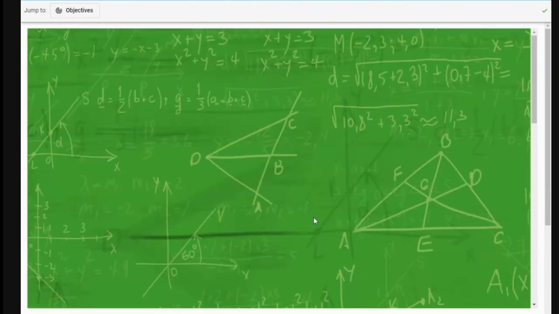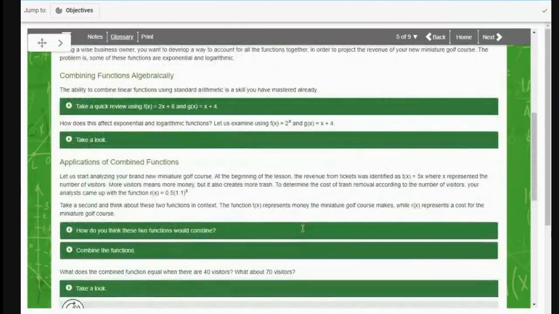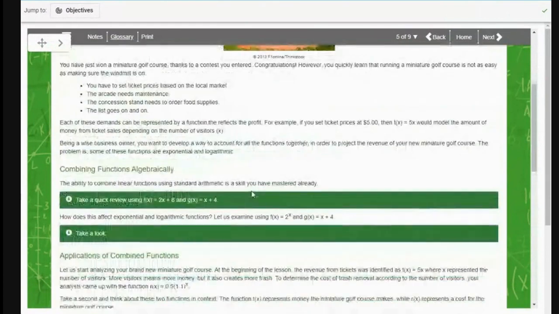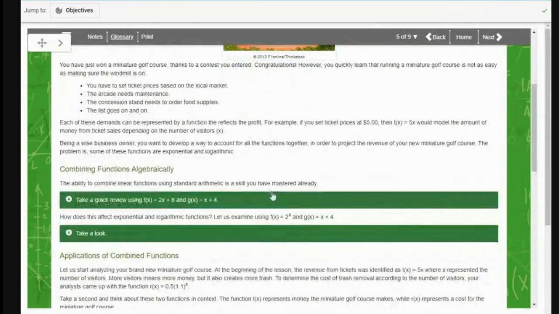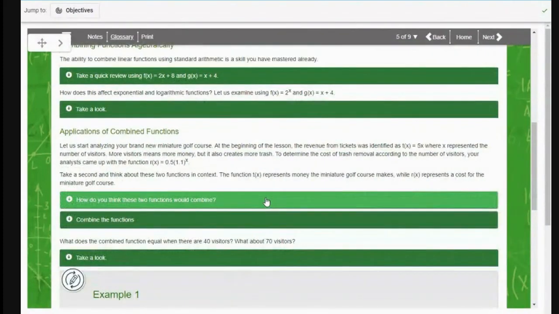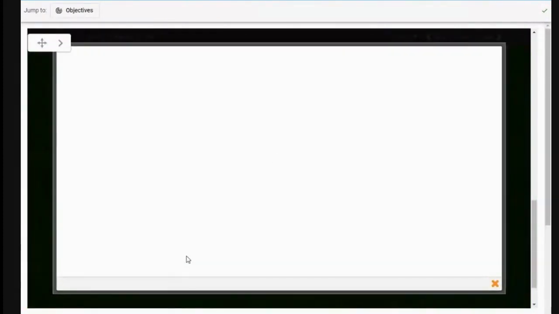All right, page 5. I think this is our lesson summary right down here. Yeah, lesson summary. You can read this example. It's talking about combining two functions together, because you can do the same thing with these that we did with linear and quadratic: you can multiply them together, combine them. But let's look at this lesson summary.